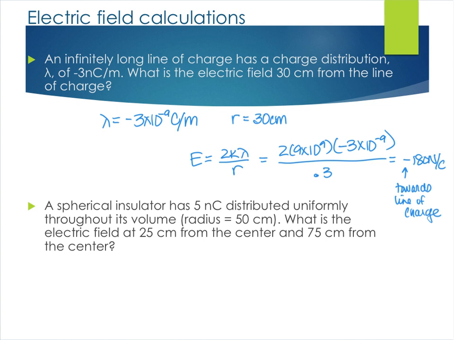The second question has a spherical insulator that has 5 nanocoulombs distributed uniformly throughout its volume, which has a radius of 50 centimeters. So Q total is equal to 5 times 10 to the -9 coulombs. We're finding the field inside and outside, because when we're asked to find it at 25 centimeters, we'll actually be within the sphere, and when we're finding it at 75, we're outside.